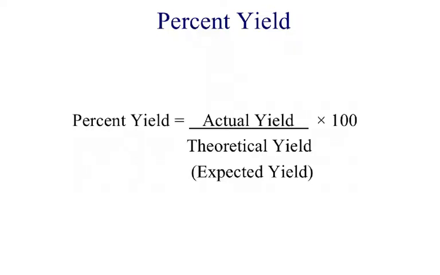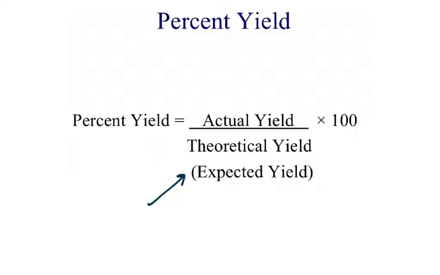Welcome everyone. Today we're going to look at a lesson on percent yield, which is another component in stoichiometry. Sometimes finding percent yield involves finding the limiting reactant. You see, you learn that the theoretical yield is what you're supposed to make. It's also known as the expected yield.